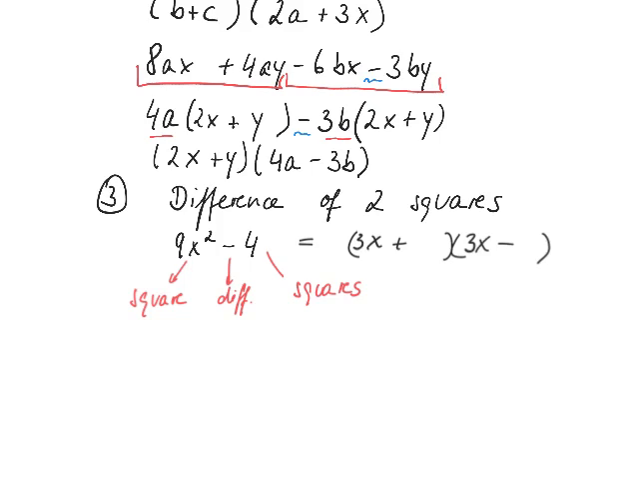We look at the 4. The root of 4 is 2. So 2 times 2 gives me 4. So I write a 2 here and I write a 2 here, and that's it.